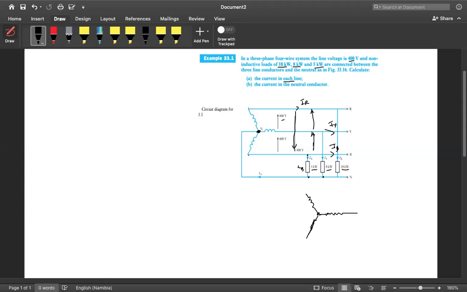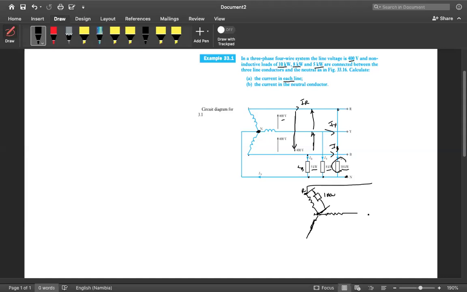This is a neutral point, and this is our point R. Between these 2 points, we are connecting a load, because this load is connected between the neutral and R. So I can simply put it between the neutral and R, and there is no change there. That's 10 kilowatt.